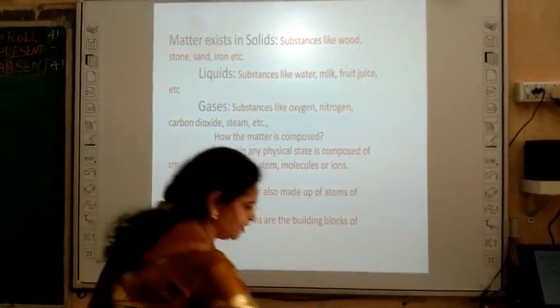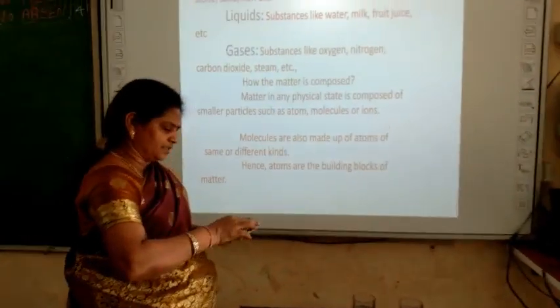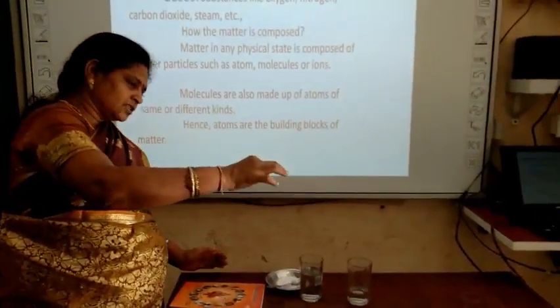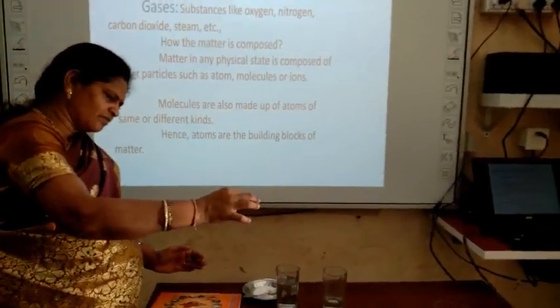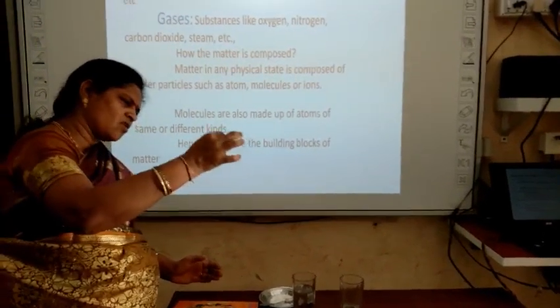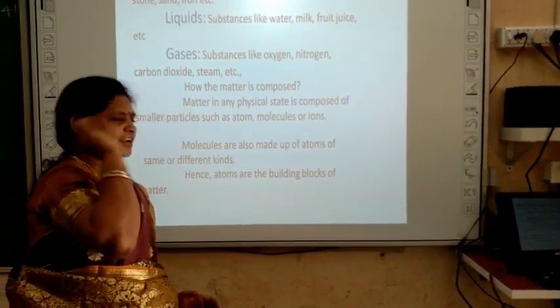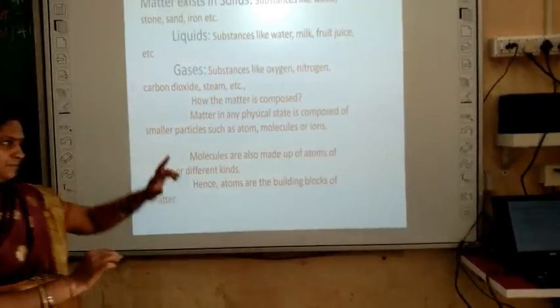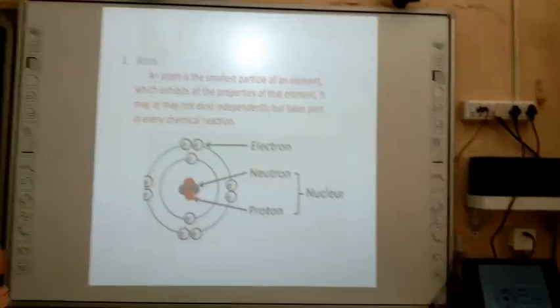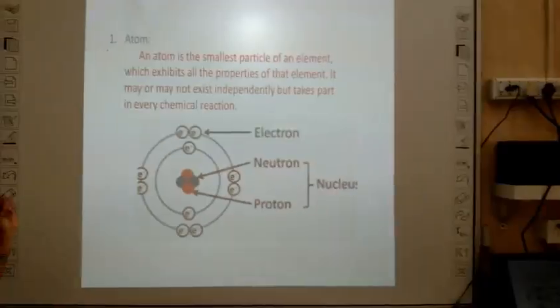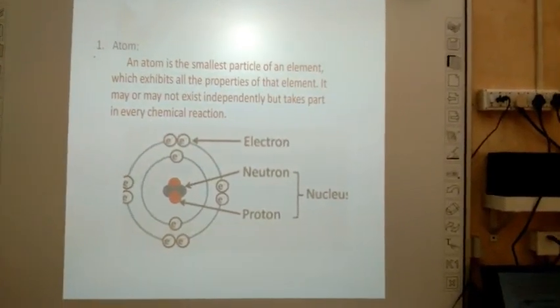Okay. Now we take that solid particle. This is the solid part. What is this? Salt. In this salt, we have taken only one very small particle. We can't see it through the naked eye. That is the atom. Next, an atom is the smallest particle of an element, which exhibits all the properties of that element.